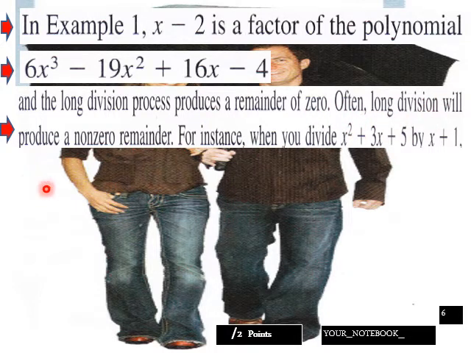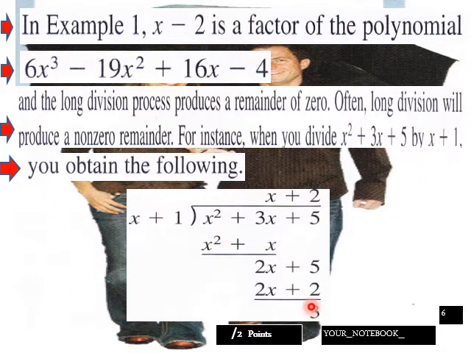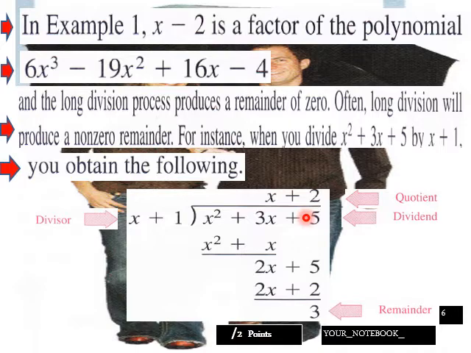Often long division will produce a non-zero remainder. For instance, when you divide x squared plus 3x plus 5 by x plus 1, you obtain a remainder of 3 when we are using long division here. So what do we do with that remainder? Here's our quotient, here's our dividend, there's our divisor, and then our remainder. But we end up with 3 as a remainder.